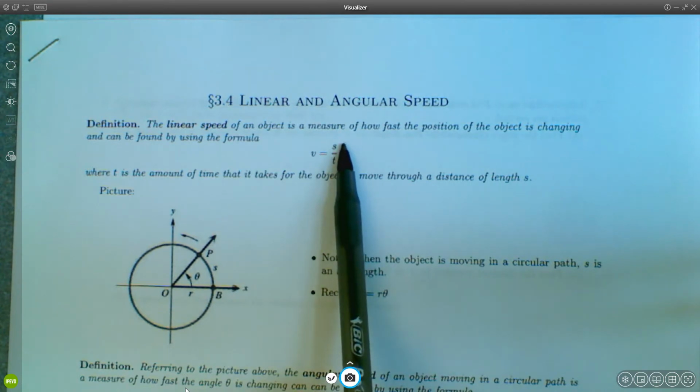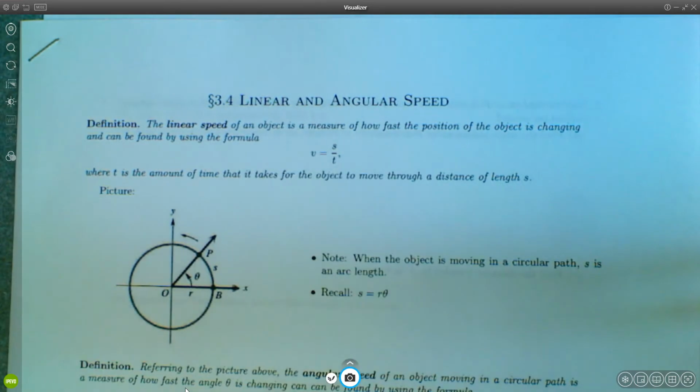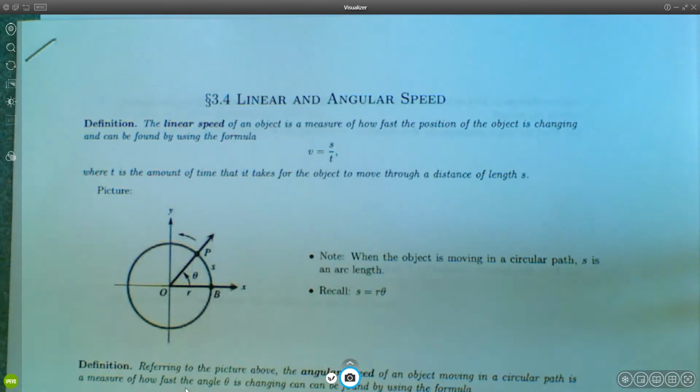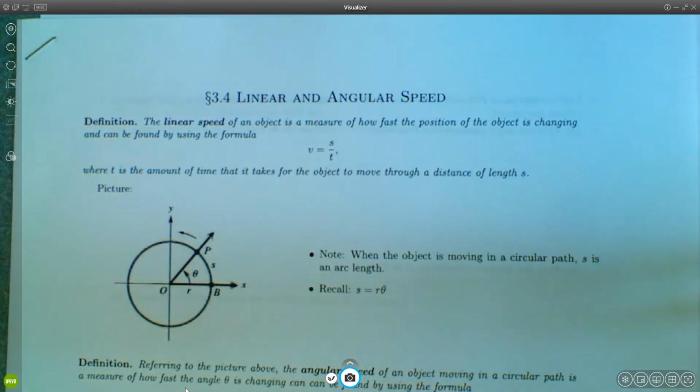If you go 30 miles in 15 minutes, then your velocity would be, well, 15 times 4 is 60, that's 1 hour, right? So 30 times 4 is 120 miles per hour, which is really fast, right? But that's the idea. So that's how we measure velocity.